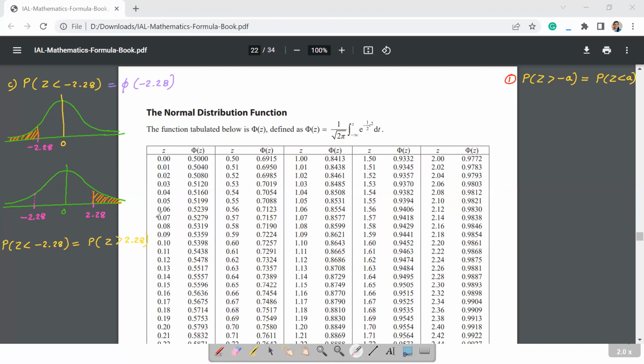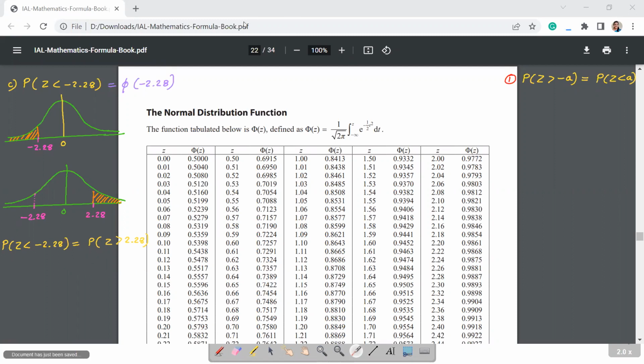So now my question is to find the probability that Z is less than minus 2.28. So you can see that the probability Z less than minus 2.28 is equal to the probability Z greater than 2.28. Okay guys, so Z greater than 2.28, but you know this table doesn't give you greater than values. This table only gives you less than values. So then this is equal to 1 minus the probability Z is smaller than 2.28. Are you with me guys? Do you get it?